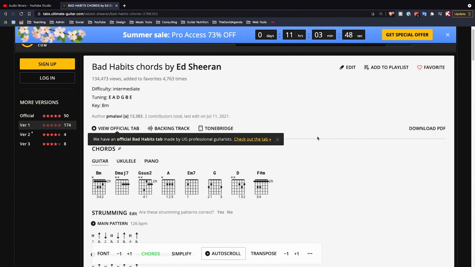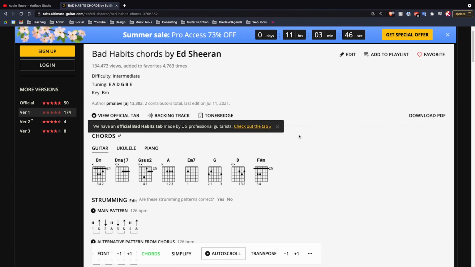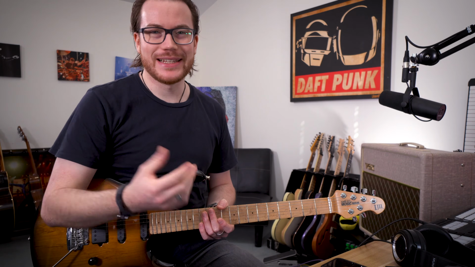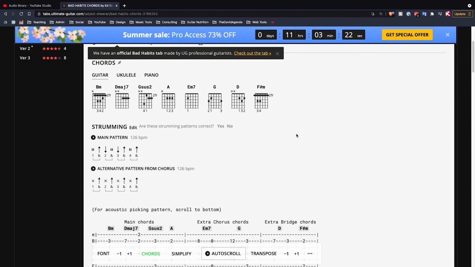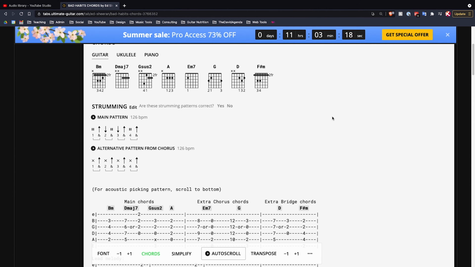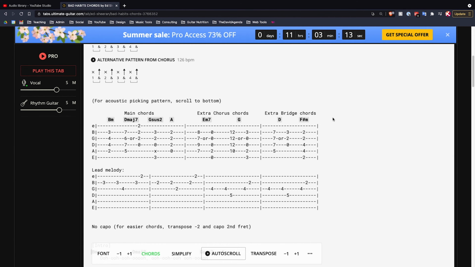Here's the Ultimate Guitar chord chart for Bad Habits by Ed Sheeran. You can check out our lesson on guitar nutrition for an arrangement of how to play it. But let's say you wanted to do it with these chords and you were trying to figure out what key we're in. What we want to do is try and identify 2 chords that are both major chords that are next to each other alphabetically.